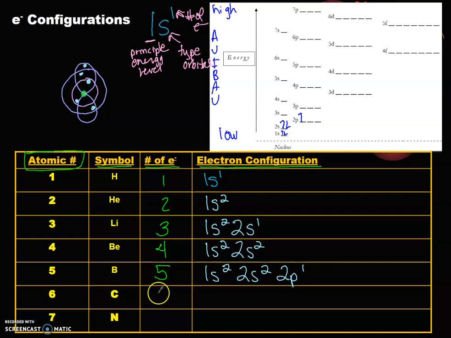So number 6 is going to be carbon. Okay, so it has 6 electrons. I'm going to fill in 1 electron here, 2 electrons there, 3, 4, 5, and then my 6th one, according to Hund's rule, should spread out. Remember, electrons are negatively charged. They're going to repel one another. They're going to spread out as much as they can.